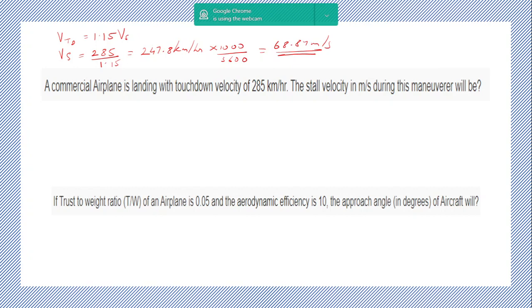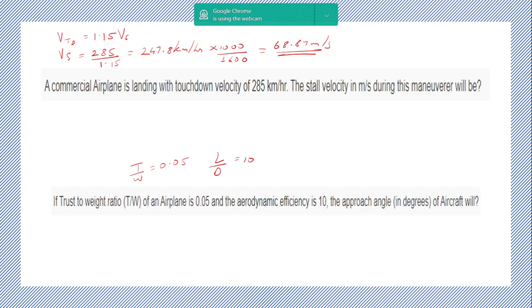The next question: if the thrust to weight ratio of an airplane is given and the aerodynamic efficiency. What was aerodynamic efficiency? Aerodynamic efficiency was the lift to drag ratio, right? So L by D is given. T by W is given as 0.05 and L by D is given as 10. They've asked what the approach angle is.